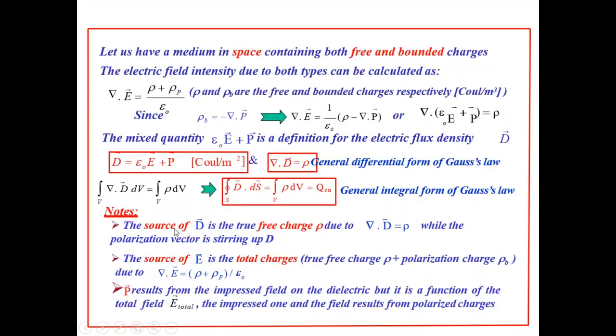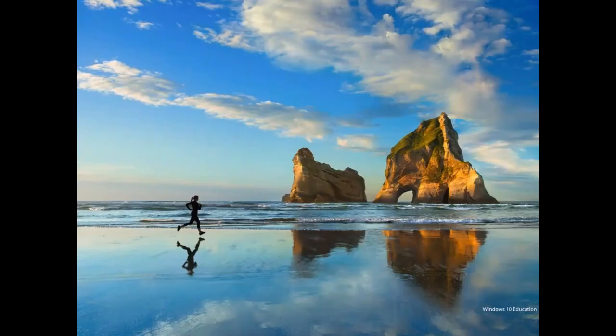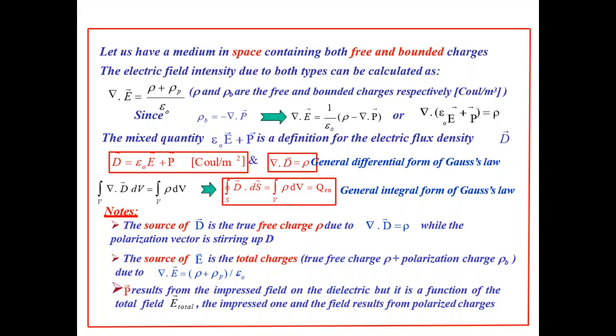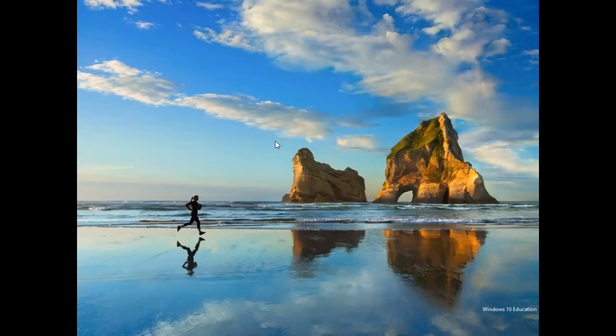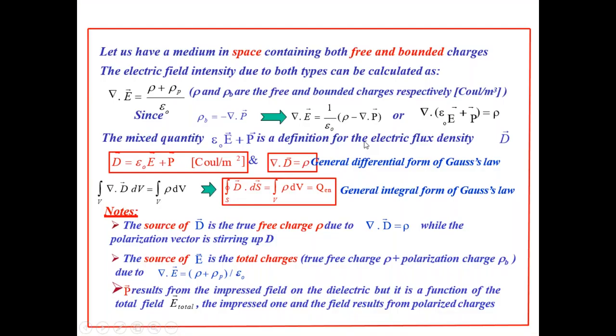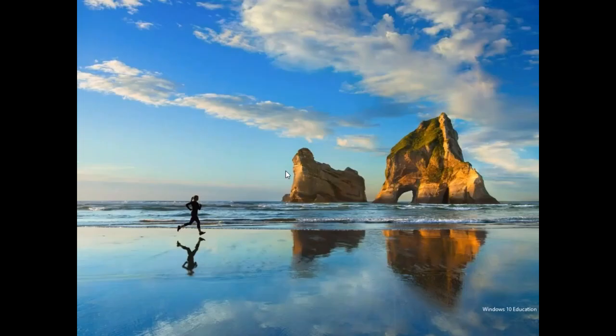Let us have a medium in space containing both free and bounded charges. The electric field intensity due to both types can be calculated using this, where the free charge density and the bounded charge density are in coulomb per meter cube. The mixed quantity is a definition for electric flux density. So we have them as this.